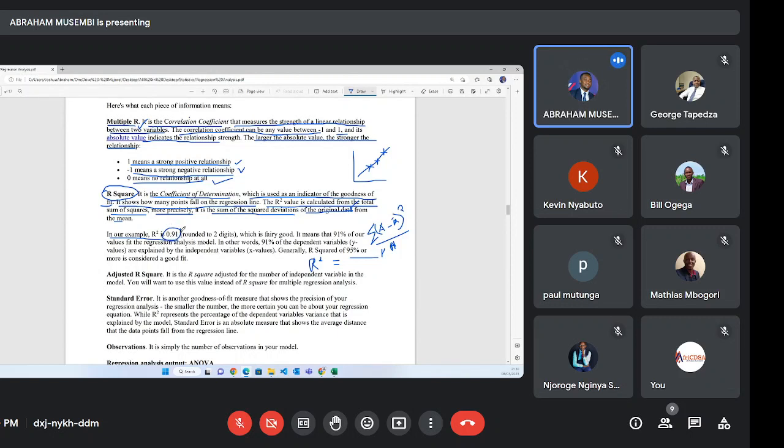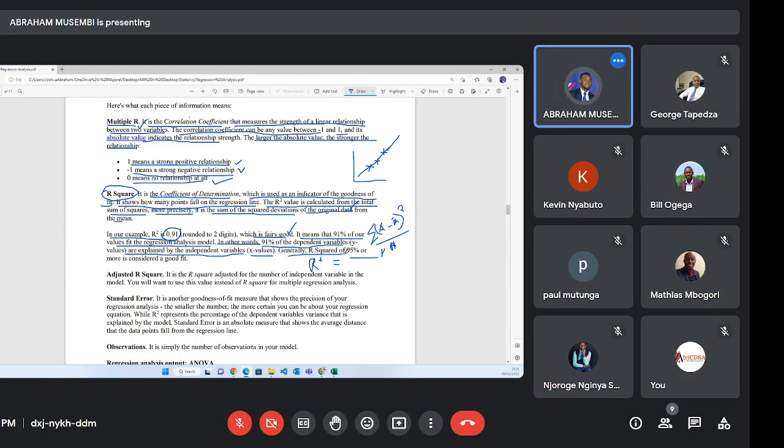0.91, which is fairly good. It basically means that 91% of our values fit the regression analysis model, or 91% of our data is along the regression line. In other words, 91% of our dependent variable, that is the y variables, are explained by the independent variable, that is the x values.